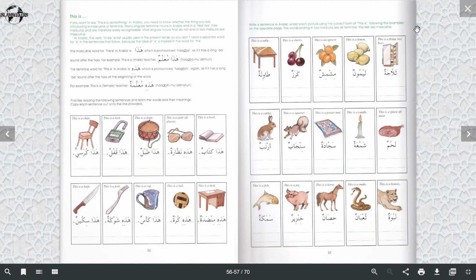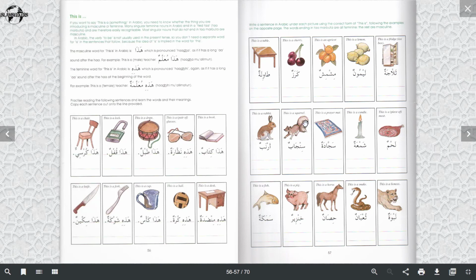Page 57. Complete the exercise on page 57. Then listen to the answers. This is a fridge or an icebox. هذه ثلاجة. This is a lemon. هذا ليمون. This is an apricot. هذا مشمش. This is a cherry. هذا كرز. This is a table. هذه طاولة. This is a piece of meat. هذا لحم. This is a candle. هذه شمعة. This is a prayer mat. هذه سجادة.